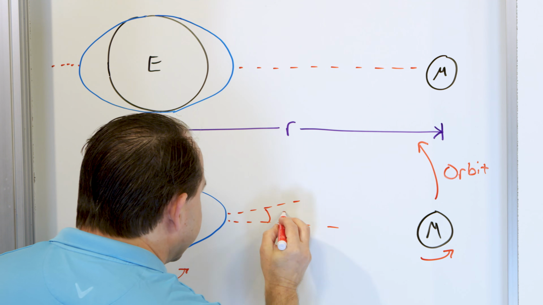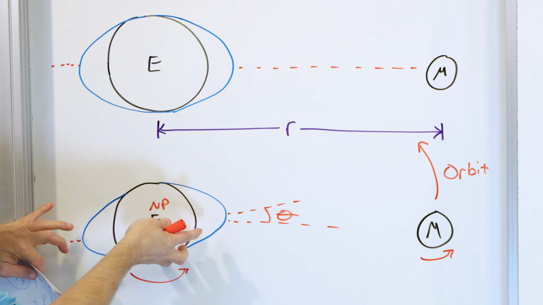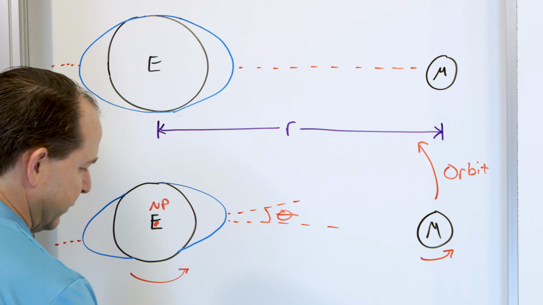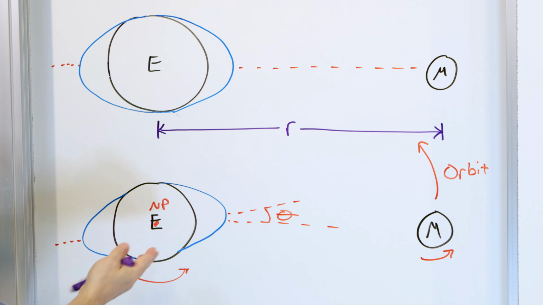So there's some angle here. Call it angle theta if you want to. So the bulging is actually not lined up exactly in the direction of the moon, but it is caused by the moon. Now, why is the bulging acting at an angle like that, or kind of tilted like this?